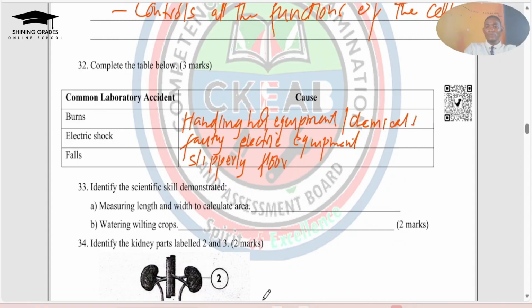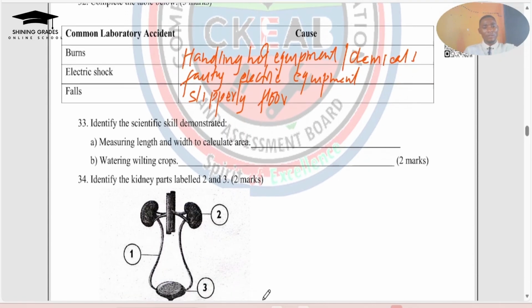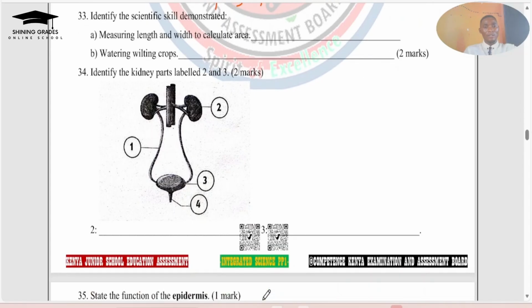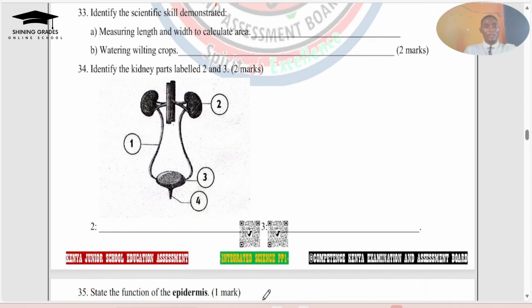Slippery floor. It can also be caused by tripping over objects, another cause. Moving to the next question. Question number 33. Identify the scientific skill demonstrated by measuring length and width to calculate area.